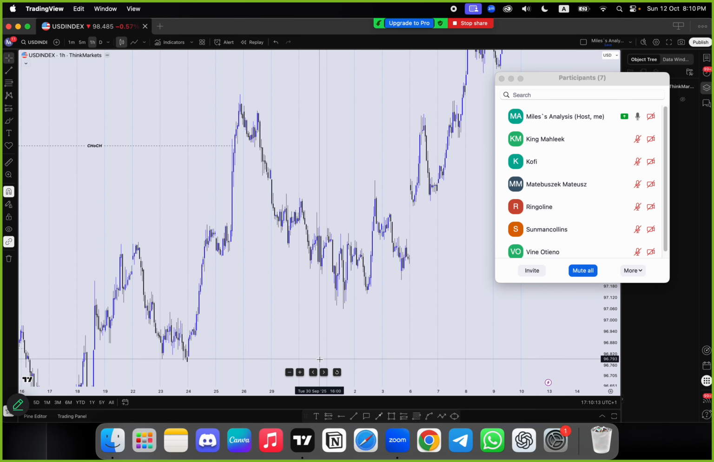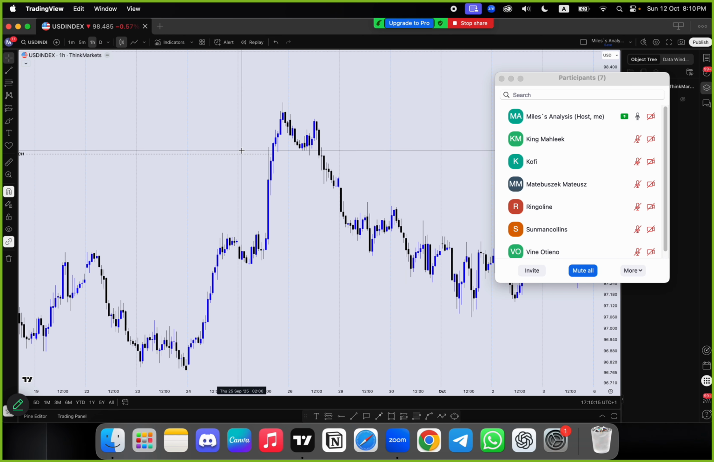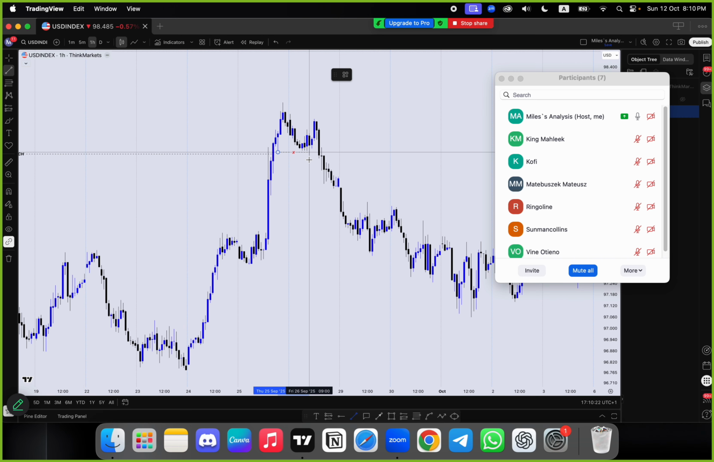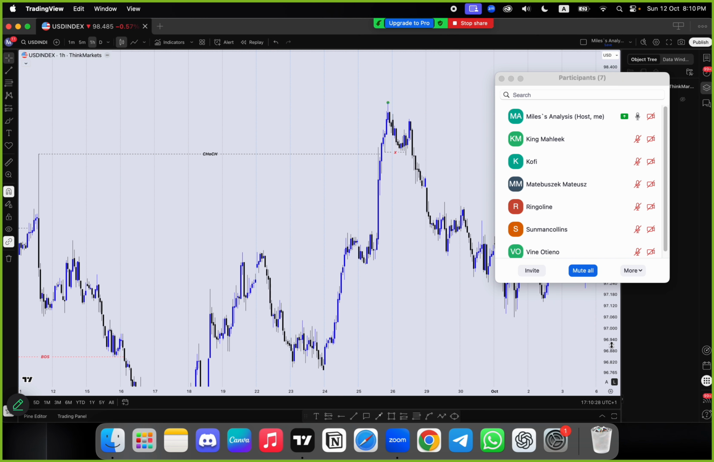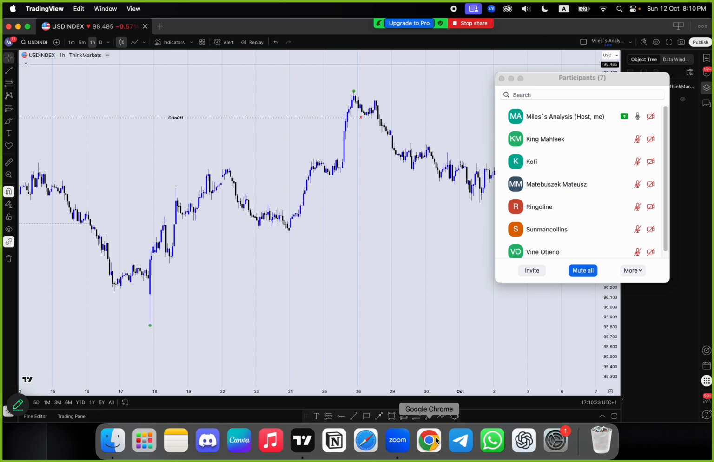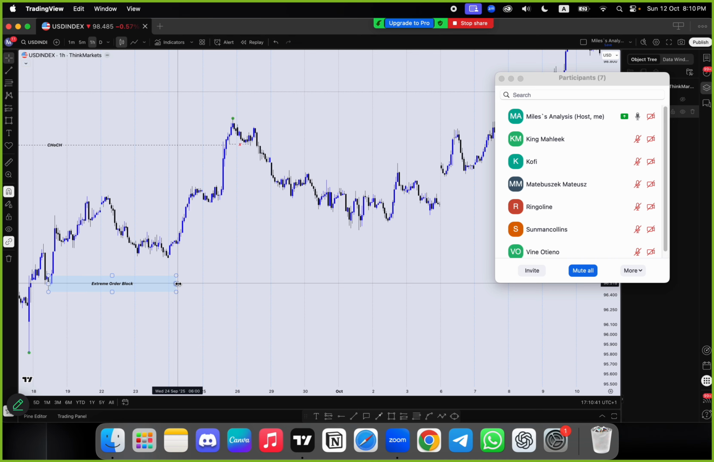Then right after creating the change of character, you can see that price created one inducement which it took out here, and when that inducement was taken out, this became a valid higher high. And after that, we have 2 points of interest, which is the extreme order block right here, but it was not mitigated. Price just continued bullish without coming back for this extreme order block, right?